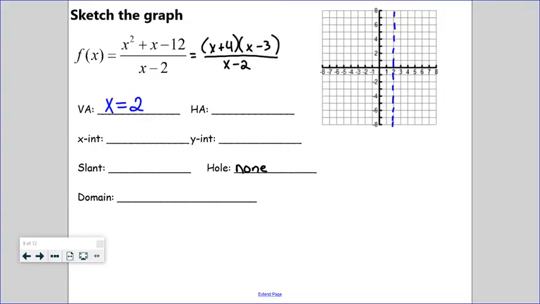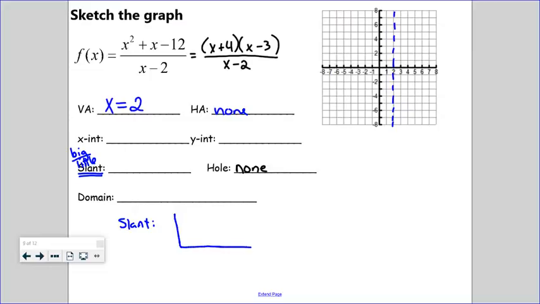This is a big over little. Big over little is a slant asymptote, which means you cannot have a horizontal asymptote in this one. Slant asymptote comes from dividing. Go back to the unfactored version to find your slant asymptote.